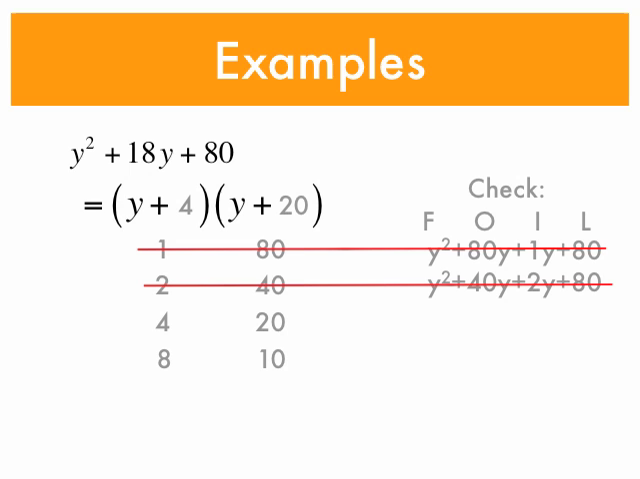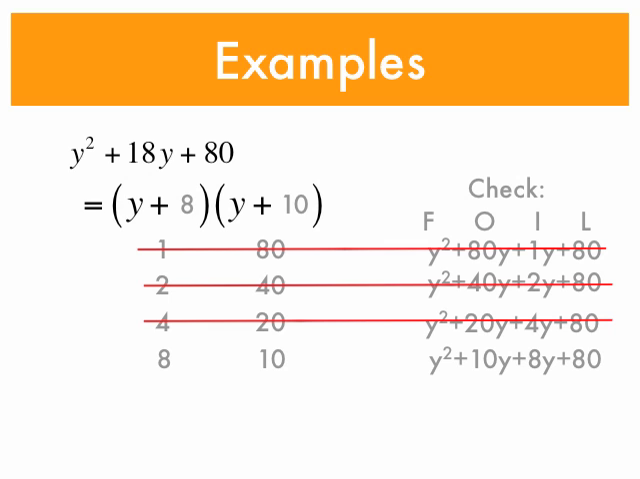Okay, FOIL. F for first, y squared; O for outside, 20y; I for inside, gives me 4y; L for last gives me 80. I get 24y in the middle. It's going to hold out for 18, so I'll cross it out. Try my last pair. Y squared for F, y times 10 for 10y gives me the O, 8y for I, 8 times 10 gives me 80. And all of a sudden I have what I want.